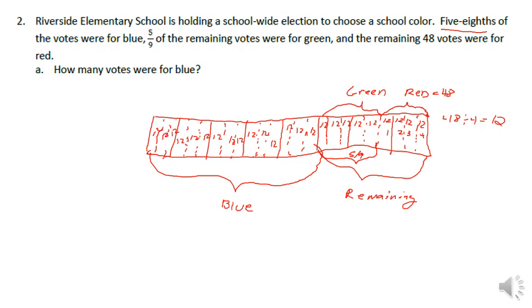Okay? So right now, because it's asking us how many votes are blue, if you look at this third, since all of them are 12, that's going to be 36. And this is 36, and this is 36, and this one's 36, and this one's 36. So we have 36 times 5. 5 times 6 is 30, carry the 3, 15, so 180. So we have 180 blue votes.